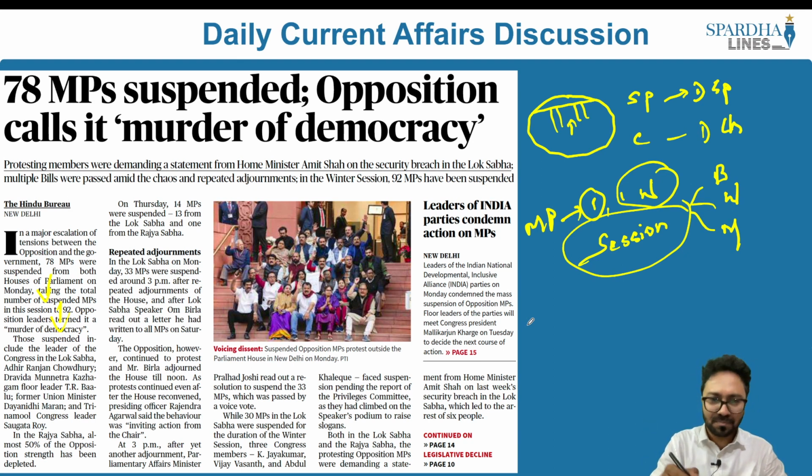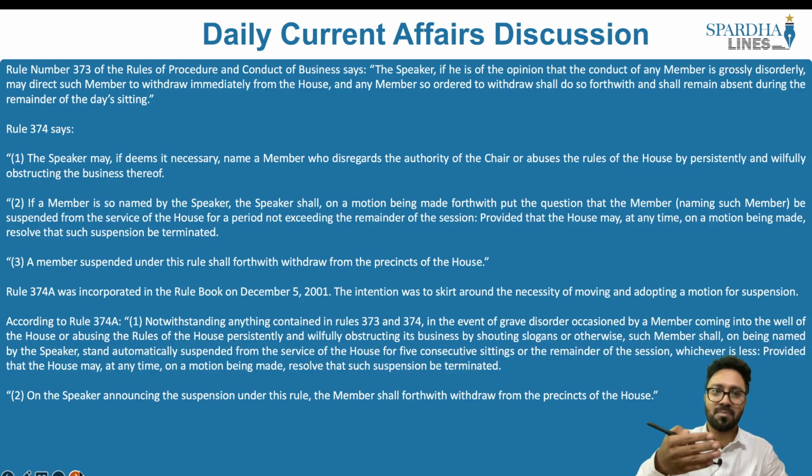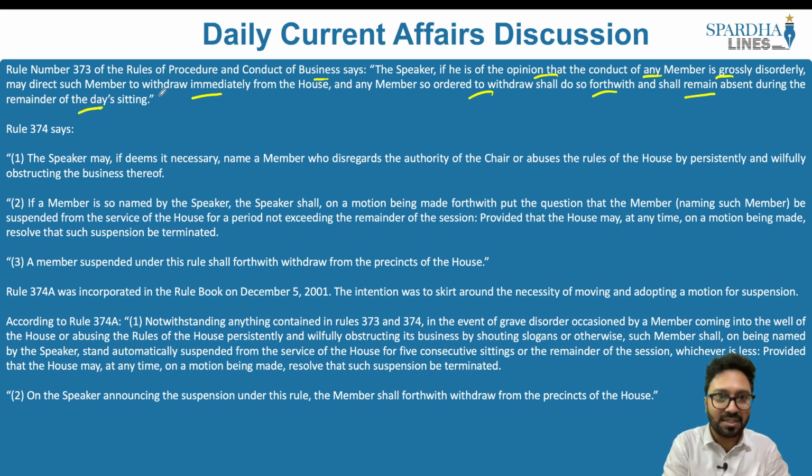So what are the laws that we have? When it comes to the rules, we have the Rajya Sabha rules, and we also have the Lok Sabha rules. Rule 373 of the Rules of Procedure and Conduct of Business says the Speaker, if he is of the opinion that the conduct of any member is grossly disorderly, may direct such member to withdraw immediately from the House, and any member so ordered to withdraw shall do so forthwith and shall remain absent during the remainder of the day's sitting, which means that he should be moving out for the rest of the day, which is what we just discussed.